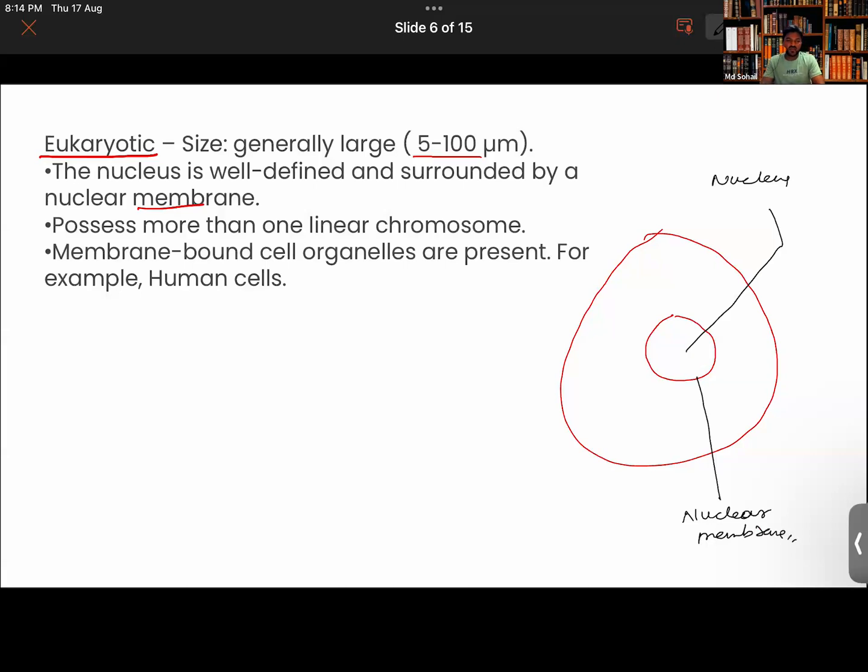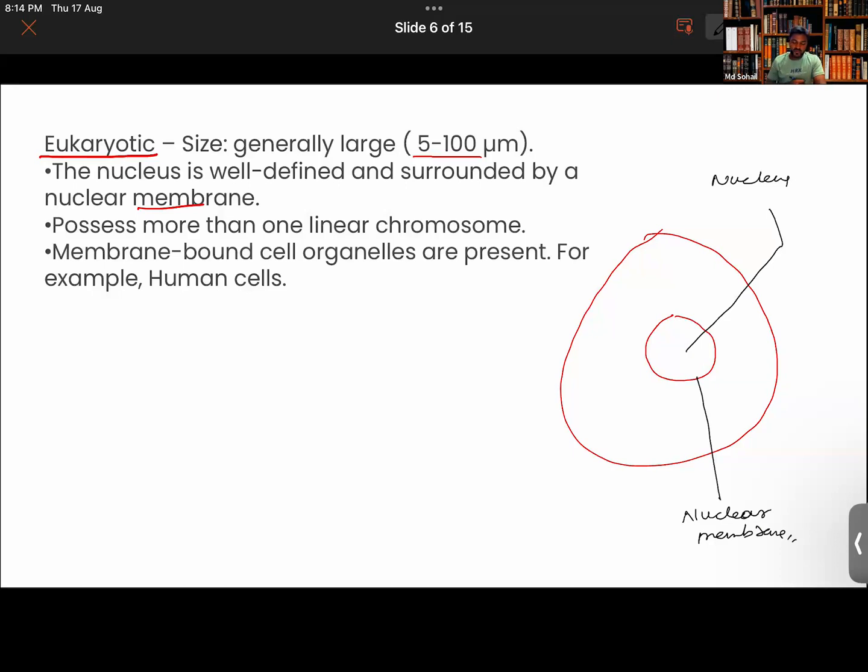Nucleoplasm, that is a different thing. We will get to know that. It's inside this nucleus. Nucleus is also inside this nucleus. We will get to know about that as well, but in a sequence, otherwise the concepts will be mixed and will be difficult to understand.